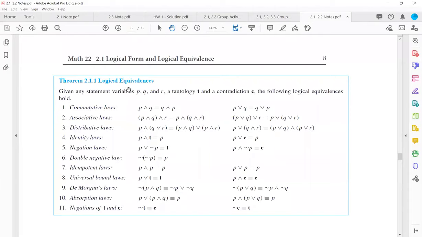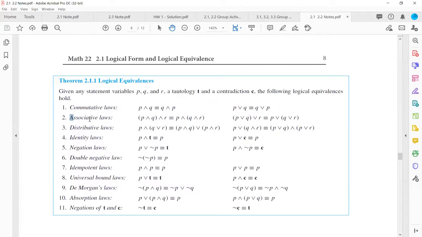So these are the important laws that you need to know when you're proving two statements are equivalent or not equivalent to each other. The very first one is called commutative laws. P and Q is the same as Q and P. The order is not important. We have the same thing when it comes to or. P or Q is the same as Q or P. So this is called commutative laws.